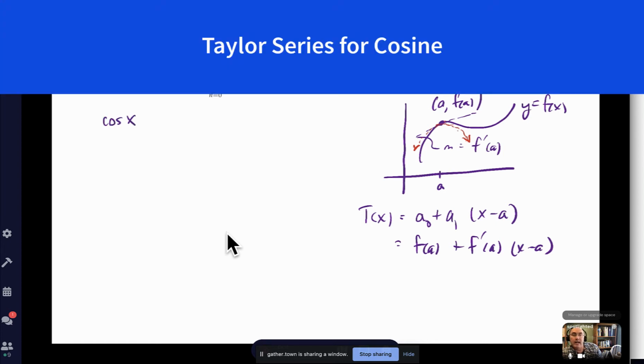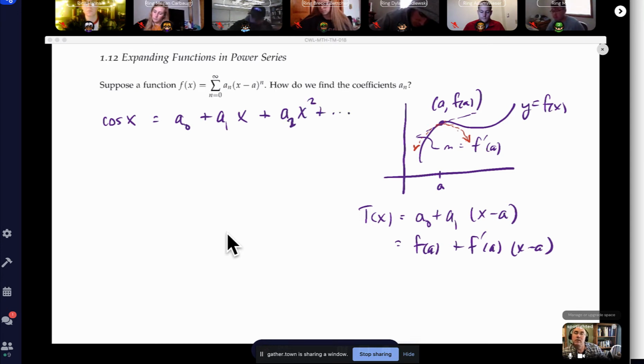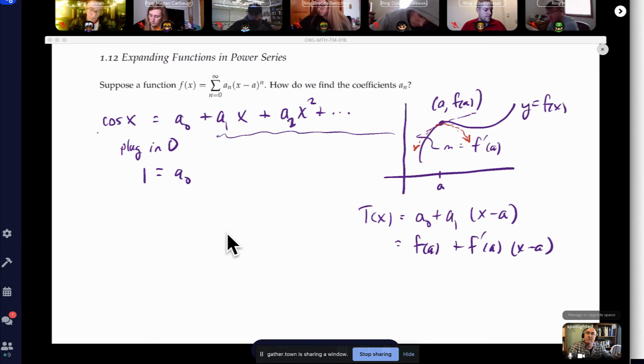Cosine of x, and I want to write it as a series expanded at 0. So I'm trying to approximate cosine x near the origin. Okay. And so how do I get a0, a1, and so on? Well, plug in 0 to both sides here, and we get 1 equals a0, right? Because all these other terms go to 0 when I plug in x equals 0.